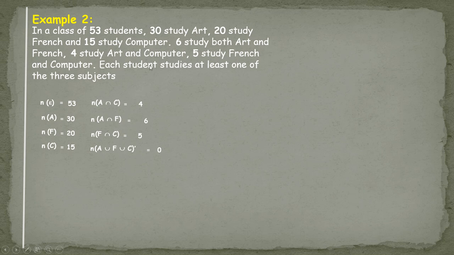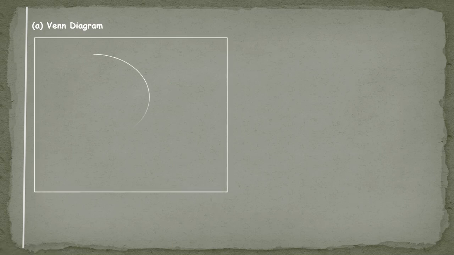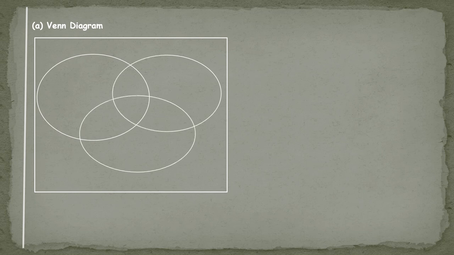So we've been told that each student studies at least one of the 3 subjects. So meaning that all the students are within the union. We don't have a student outside the union. That's why we are putting a 0 here. So we can now draw a Venn diagram. So we have our universal set, our first set, second set, third set. We label them universal 53, A 30, F 20, C 15.